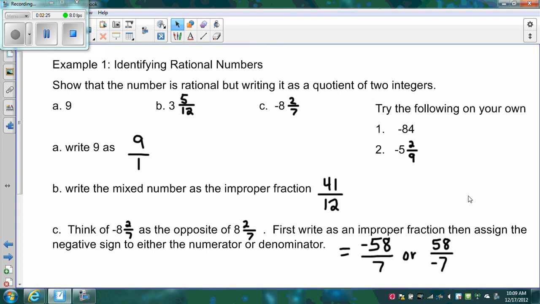So try these two on your own to write them as rational numbers by using only a quotient of two integers.